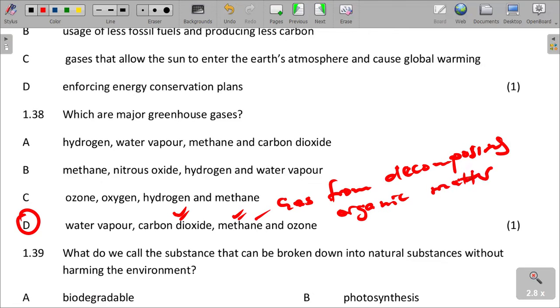This can also be known, we must know that it is that gas that we get from the dump site. We can say that the gas that is found at a dump site, we call that methane. So our answer is what? Is D.